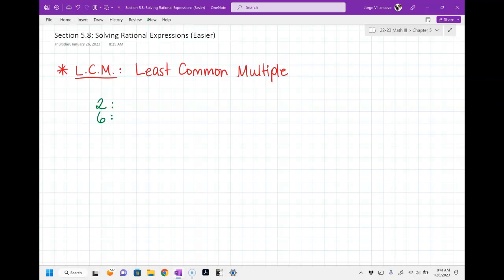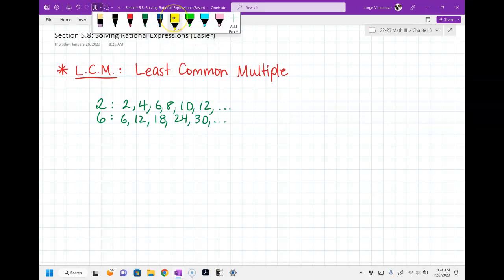Do you guys remember saying, okay, what are the multiples of 2? 2, 4, 6, 8, 10, 12, etc. Right? And what about 6? Well, that's 6, 12, 18, 24, 30, etc. And I'd ask you, okay, what's the least common multiple? What's the number that they both share that is smallest?